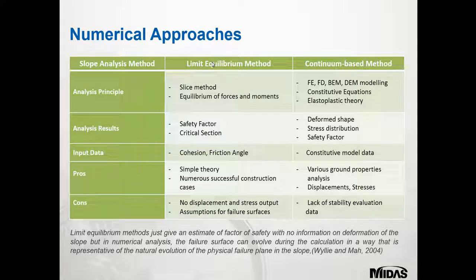The limit equilibrium analysis model is easy to set up, but it does not accurately account for variation in the ground properties, the stiffness from the structural elements, and the overall kinematic of slope failure. The following quote from Will and Ma highlights the problem. The limit equilibrium method just gives an estimate of the factor of safety with no information on deformation of the slope, but in numerical analysis the failure surface can evolve during the calculations in a way that is representative of the natural evolution of the physical failure plane in the slope.